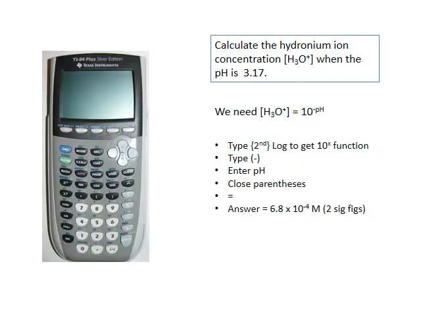On a fancier calculator here, again we're playing with the pH of 3.17. I want to get to that 10 to the x key, so second, and then it's usually above the log key. Type in negative to get my negative pH, and then close the parentheses if there are any. Hit equals, and you should again get 6.8 times 10 to the -4 moles per liter.